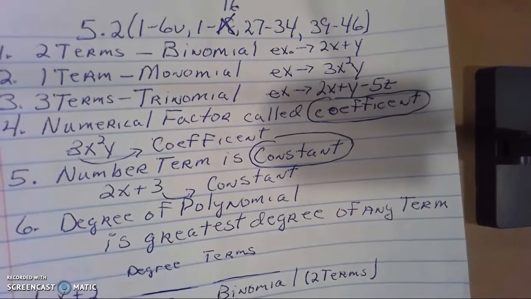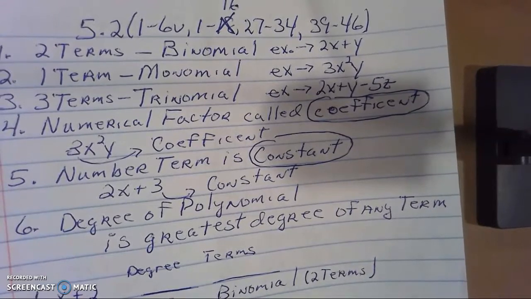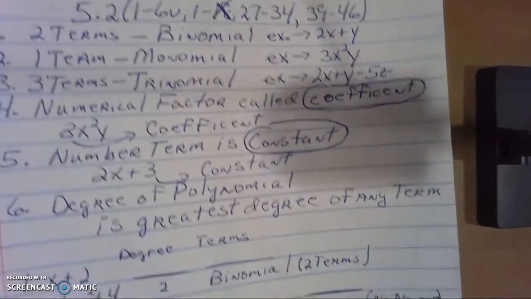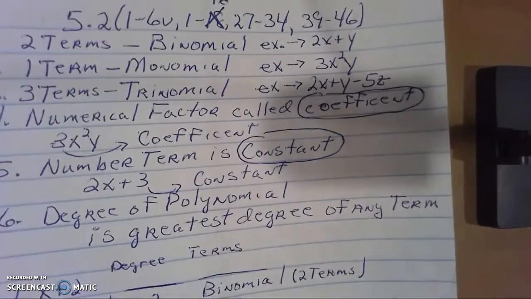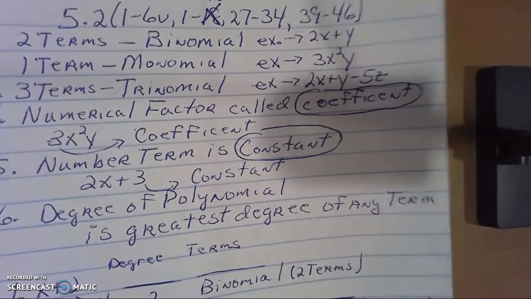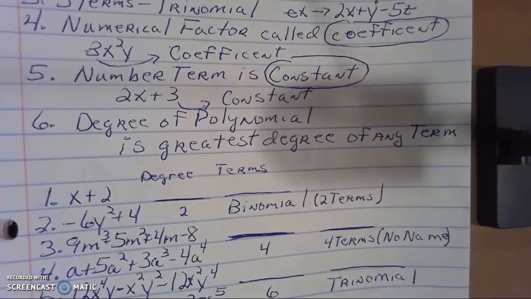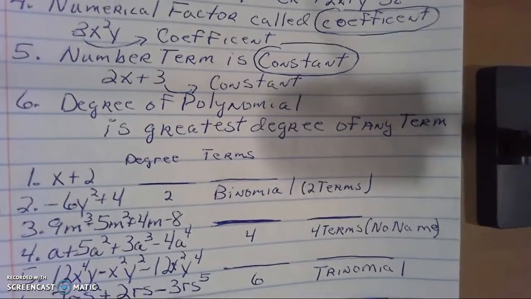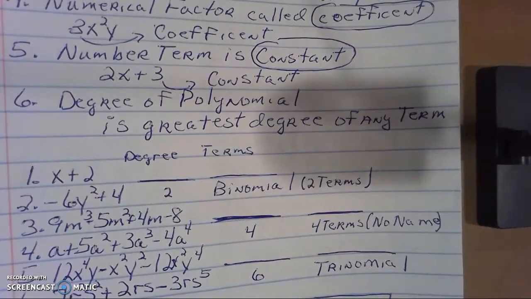Then on number 5, a number term, like on 2x plus 3, the 3 is called a constant. The degree of a polynomial is the greatest degree of any of the terms, and I'll try to explain that on the next problems. For instance, starting with number 1, you're to tell the degree and the number of terms.